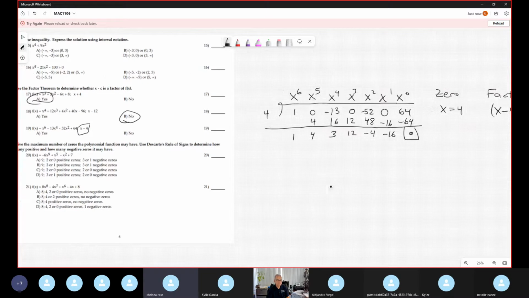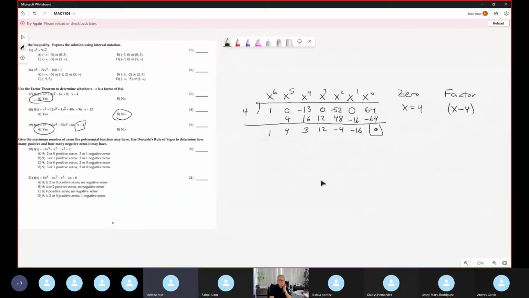Any question? Do you understand very well the zero factor theorem? Yes, I understand. Okay, cool. Okay, let's move on to 20 and 21.